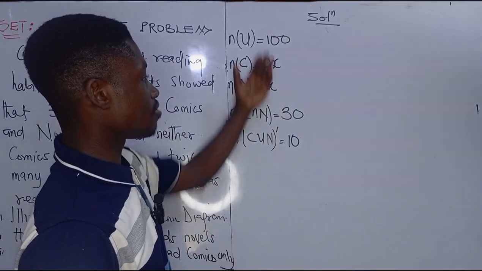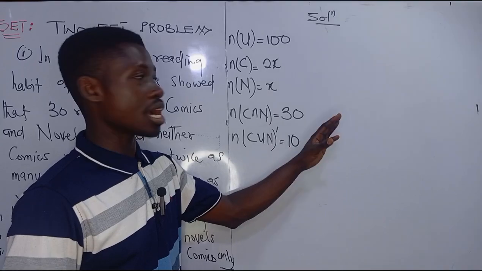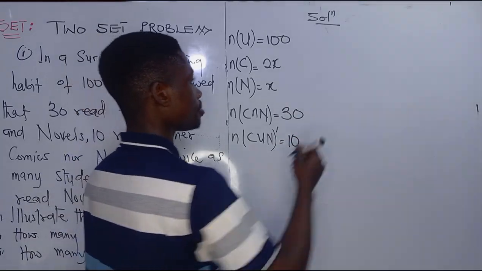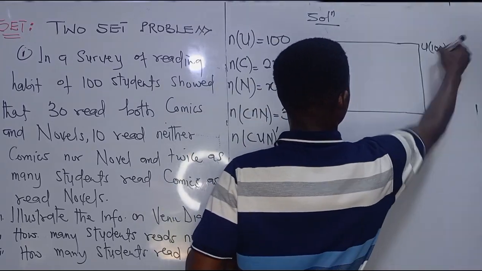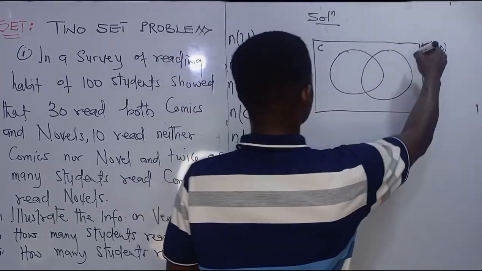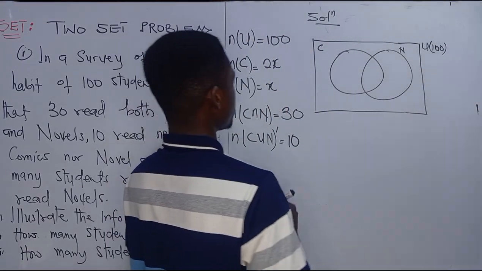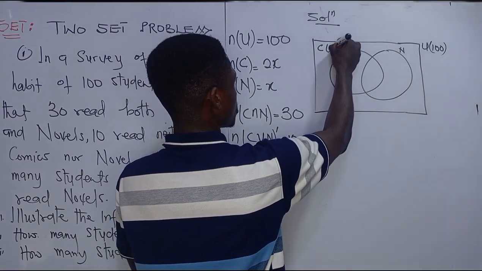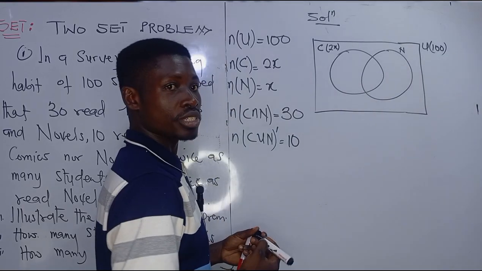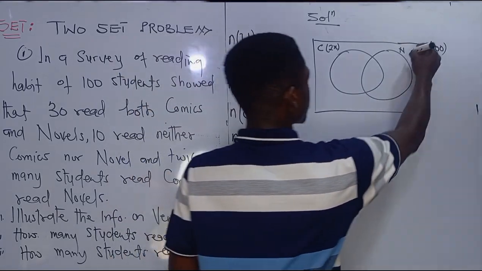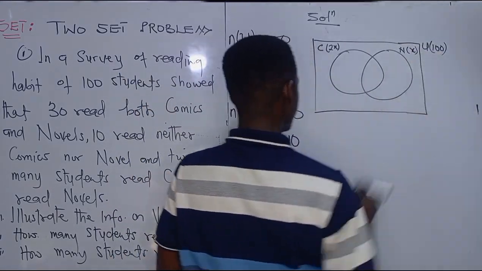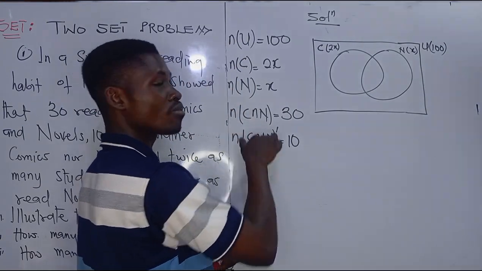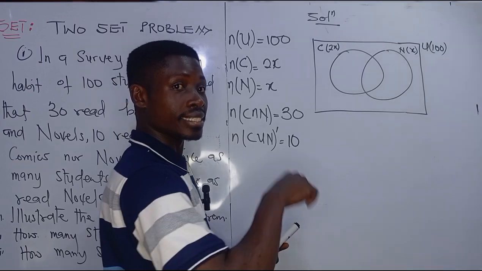Now we have the vital information from the question, and we can go on to draw our Venn diagram. The number of students who read comics, we have 2x. The number of students who read novels, we have x. And the number of students who read both comics and novels, we have 30. That is the intersection.